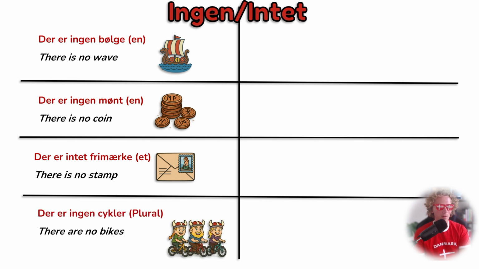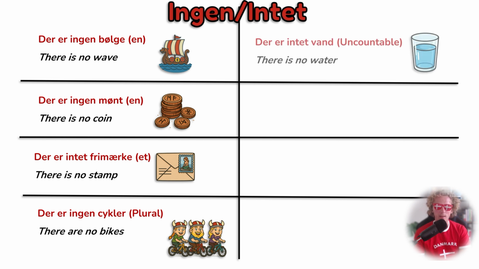Here we have a plural example. Der er ingen cykler. There are no bikes. In plural, we use ingen. Even if the plural noun is actually an et word, we still use ingen. Just remember that. Ingen for plural. Here we have an uncountable. Så der er intet vand. There is no water. We cannot count water, and there are many uncountable words, and they use intet instead of ingen. So, intet vand, no water.